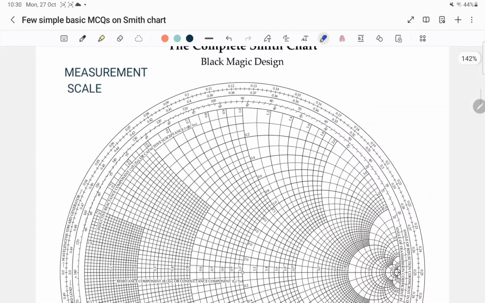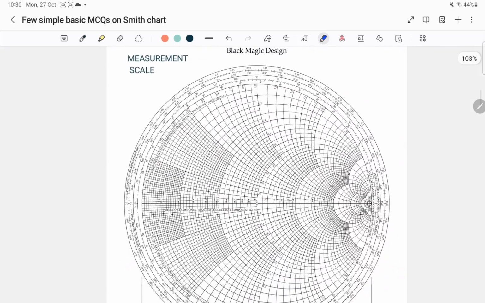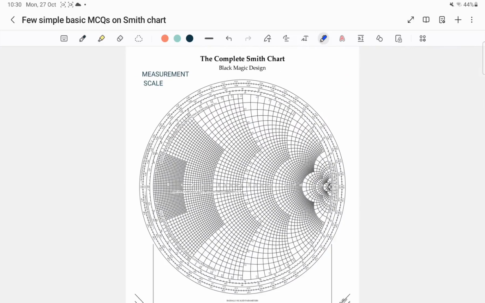So these 4 types of measurement scale represent 4 different parameters of a transmission line: first is wavelength towards the generator, second is wavelength towards the load, third is angle of reflection coefficient in degrees, and the 4th one is angle of transmission coefficient in degrees. All right.